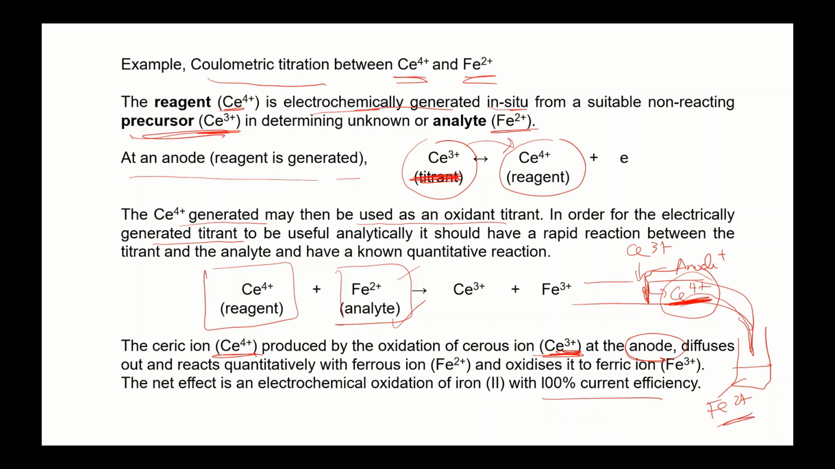So when you see the endpoint, you should stop the process. You will get Q. How long you do that, the titration? This is constant. For example, 0.5 ampere times 600 seconds, which is 10 minutes. So you will get 300 coulomb. So this is called coulometric titration.